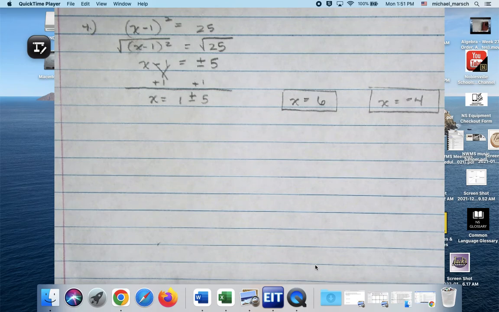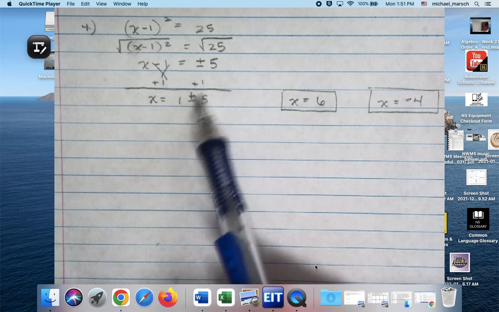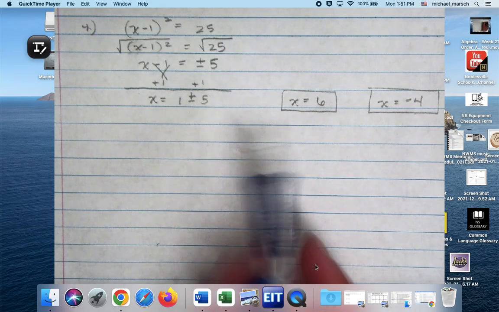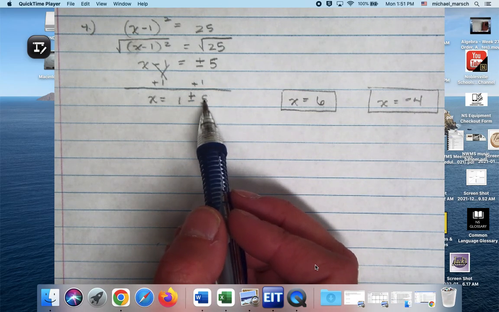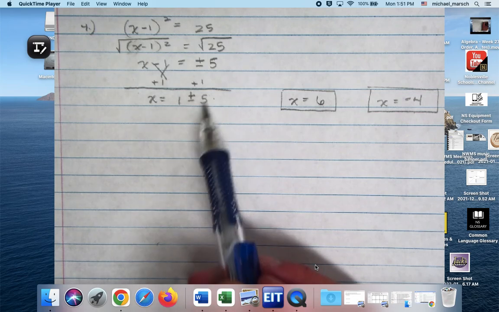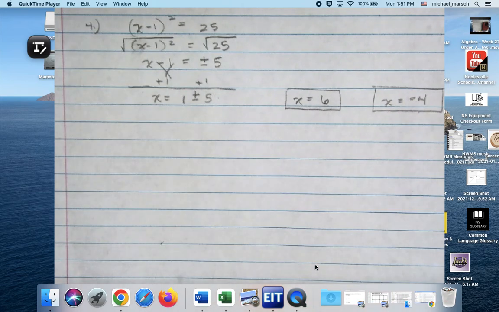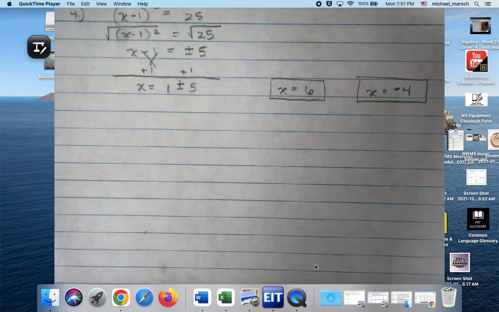Why don't you just add the 1 to the 5? That's what I was wondering. You have to do both. I did add 1 plus 5, which gave me 6, but this could also be a negative 5. So 1 minus the 5 gives me negative 4. This number right here has to be plus or minus, positive or negative 5, right? There always will be two solutions. Unless there's no solution, or there's 1 and it's 0, and that means it crosses at the origin like this.